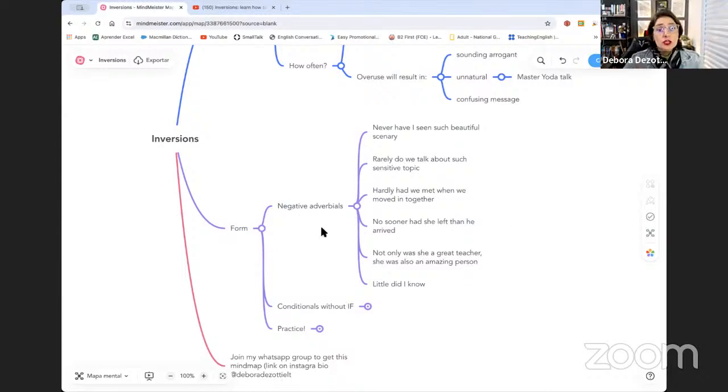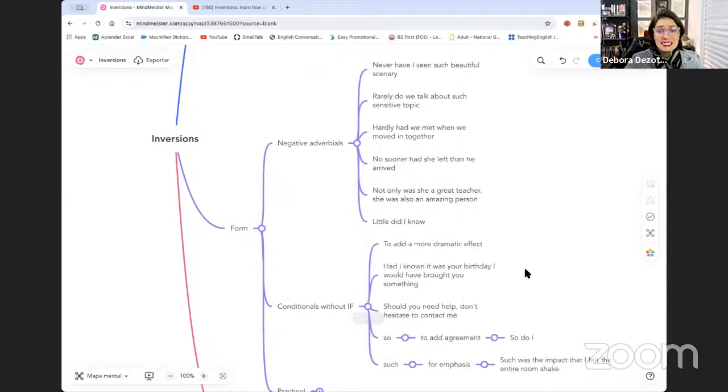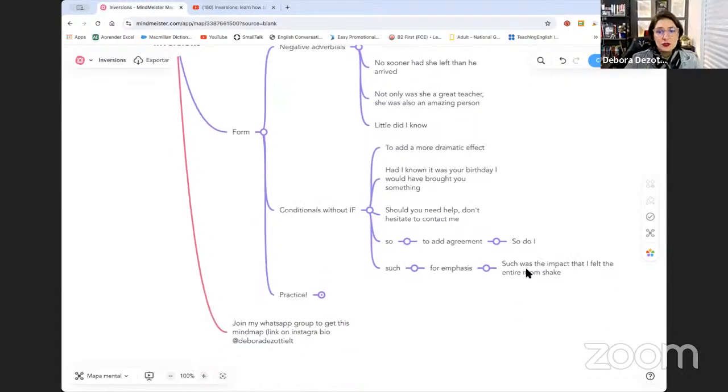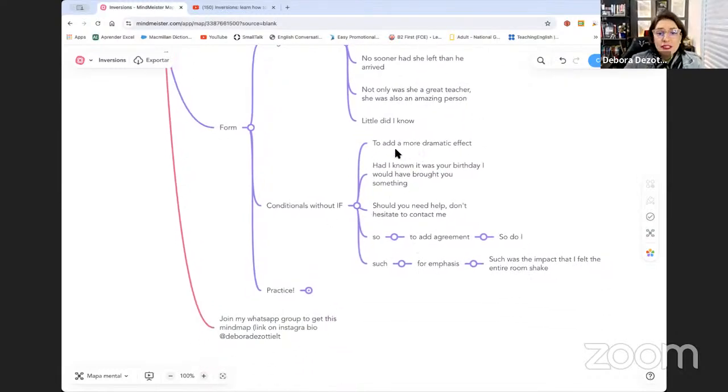We may use inversions as well to express conditionals, so conditionals without the particle "if." Débora, but how can you make conditionals without using "if"? I'm going to show you, and I'm sure you have already seen conditionals without "if." Why do you use it? To add a more dramatic effect. You know, inversions are all about drama and all about emphasis, so keep this in mind.